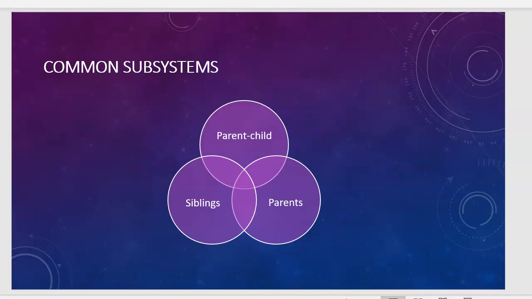So the idea is that you can intervene with a subsystem in order to impact the functioning of the system as a whole. So think about conflict between parents. Generally, that type of conflict spills over and impacts the children as well. So by improving the relationship dynamics between the parents, that is going to have a positive impact on the family as a whole.